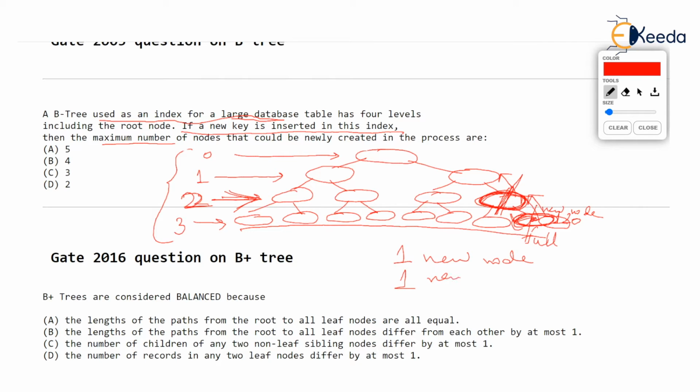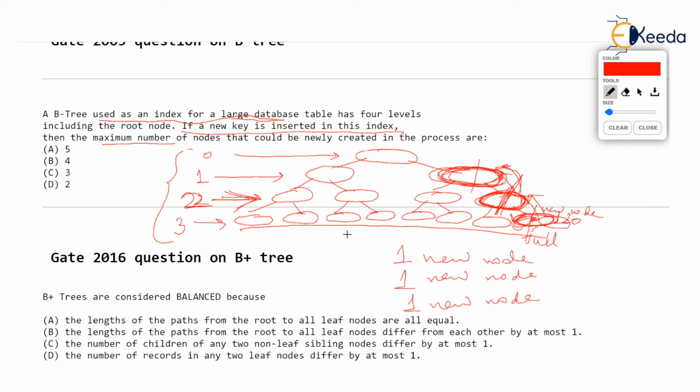Till now we have got two new nodes. And when the median is sent up to the parent, maybe this node is also full, which I am encircling, isn't it? This is a level 1 node. This is also full. Then it will be split, and one new node will be created. One node was already there. It is split, and one extra node is created, and the median is sent up.